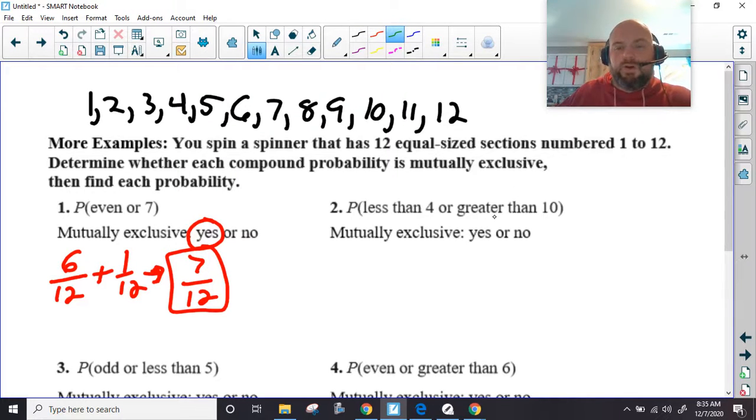Less than 4 or greater than 10. So here's all the numbers less than 4. Here's all the numbers greater than 10. Okay, those are also mutually exclusive. You can't be less than 4 and greater than 10. Okay, that's common sense.